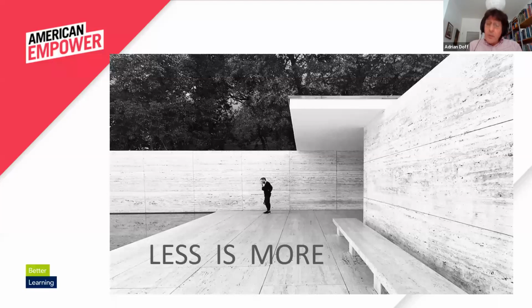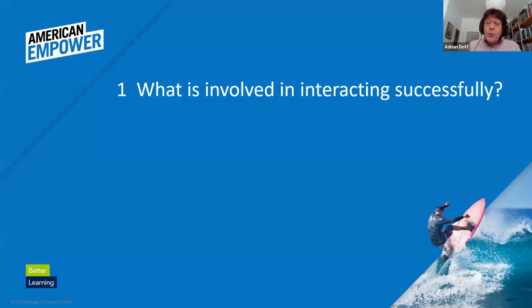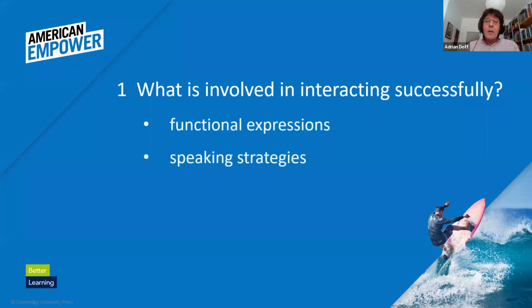And that brings us to the end of this webinar, really. So just to conclude, these were the questions I presented at the beginning. What is involved in interacting successfully? And I think this is what we saw, that it's really especially using functional expressions and speaking strategies, which play a very important role in, if you like, developing communicative competence and are important to focus on, in addition to focusing on broader grammar and vocabulary areas.